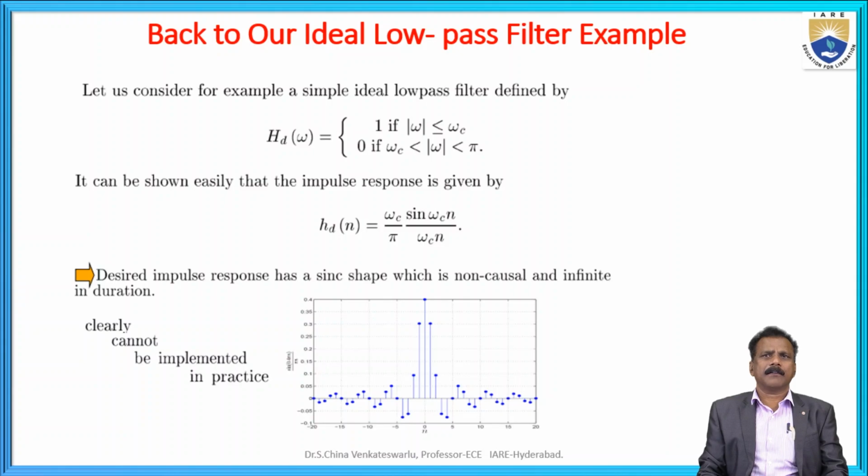So let us consider, for example, a simple ideal low pass filter defined by S_D of omega equal to 1 if mod omega is less than or equal to omega c, and 0 if omega c is less than mod omega less than pi. It can be shown easily that the impulse response is given by s_D of n equal to omega c by pi times sine omega c n by omega c n. Okay, so the desired impulse response has a sinc shape.